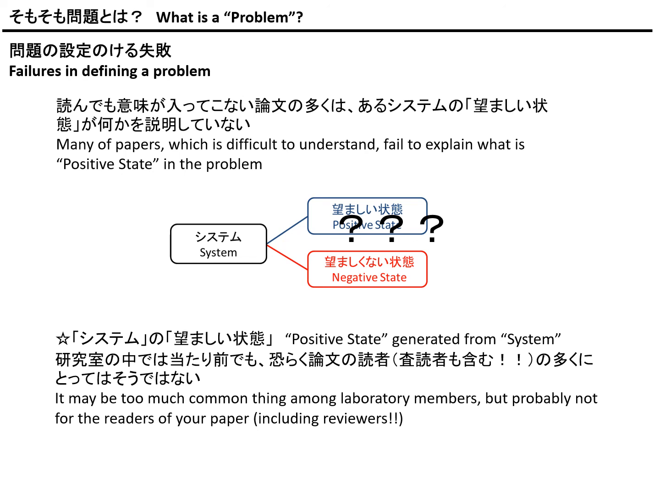But you should notice that it may not be for the readers of your paper who are outside your laboratory, including reviewers. If you cannot get high evaluation by reviewers, probably your paper may not be accepted. So it's not a difficult thing. Just determine the positive state in only one line in your paper. But make sure to spend a few sentences to clearly describe what the positive state generated from your system is.